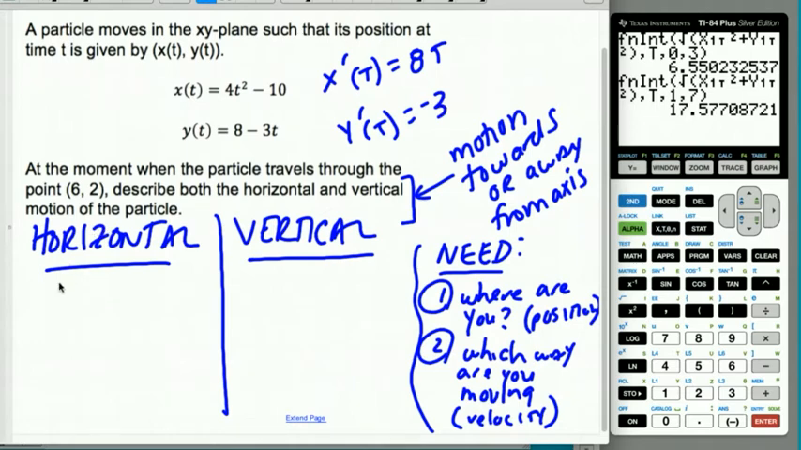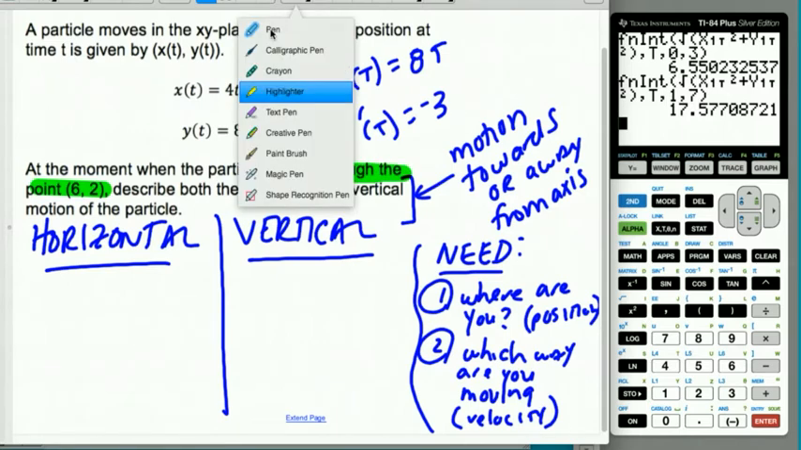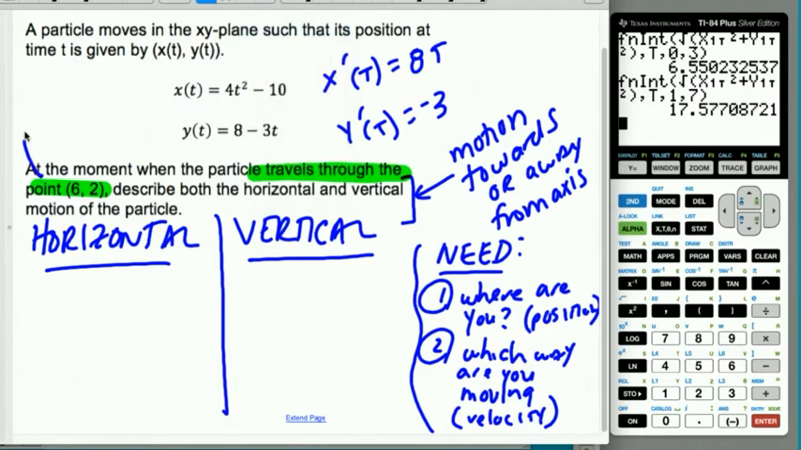So we are asked at the moment when the particle travels through 6, 2. Well, I kind of need to find that moment, right? So in order to find that moment, I need this time. I'm being asked, when is x of t equal to 6? So 4t squared minus 10 equals 6. 4t squared is 16. t squared is 4. So my t is either plus or minus 2.